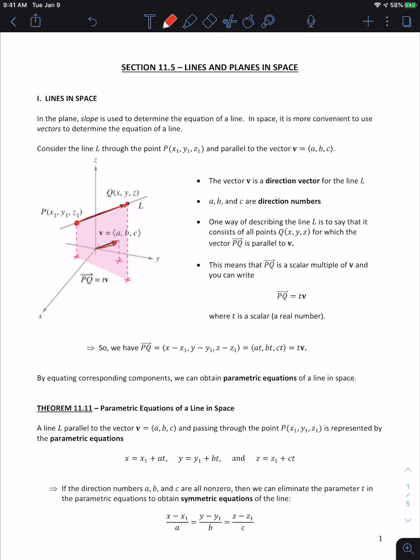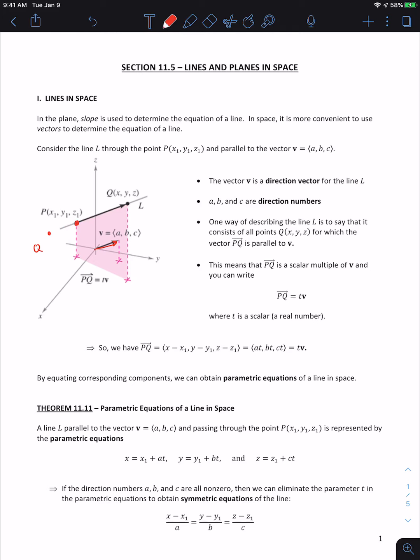So one way of describing the line L, which again here is the line from P to Q, is to say that it consists of all points Q for which the vector PQ is parallel to V. So in the picture here, if I take this point Q, and I take the vector from P to Q, that vector is parallel to V. So that point is on the line. If, for example, I took Q to be over here, then this would be the line from P to Q, and this would also be parallel to V, and so that is a Q that we include in that line.